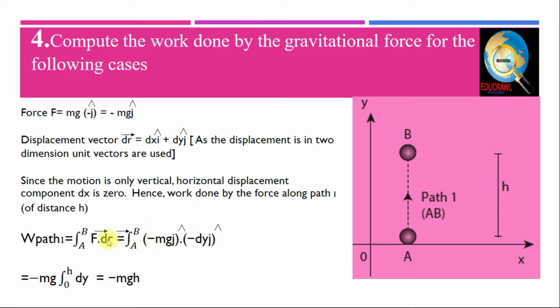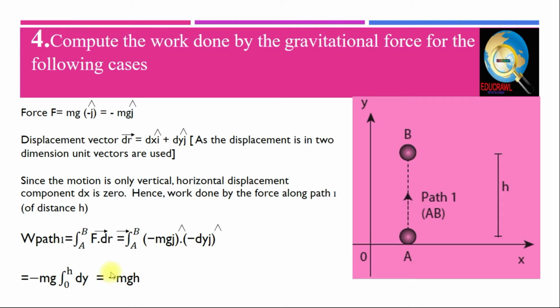So you have to substitute the F value as minus mg j cap, and the displacement is minus dy j cap. When you multiply this, we know that i cap dot i cap equals j cap dot j cap equals k cap dot k cap equals 1. So that value will be 1. The remaining you will have is mg into dy.